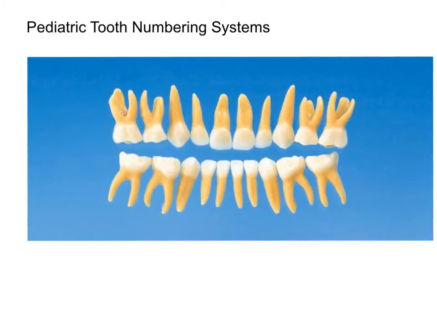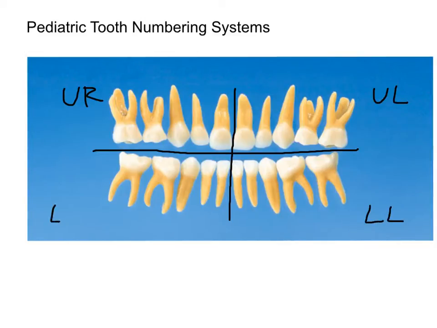In this video, we will be reviewing the primary dentition, also known as the pediatric dentition. This dentition consists of 20 total teeth. Here, we divide the dentition into 4 different quadrants. We have the upper right, the upper left, the lower left, and the lower right quadrants. Each quadrant contains 5 teeth.